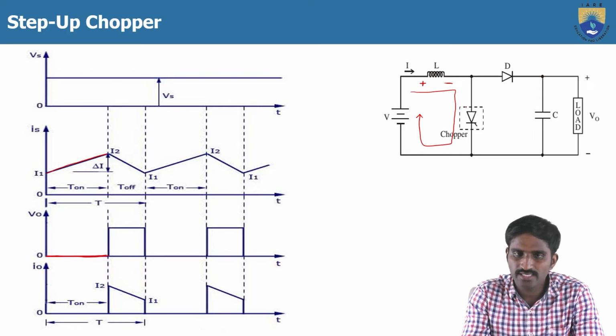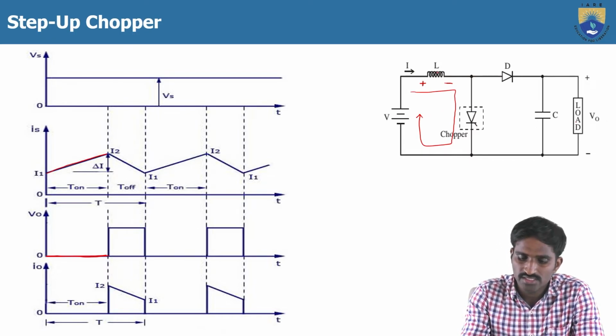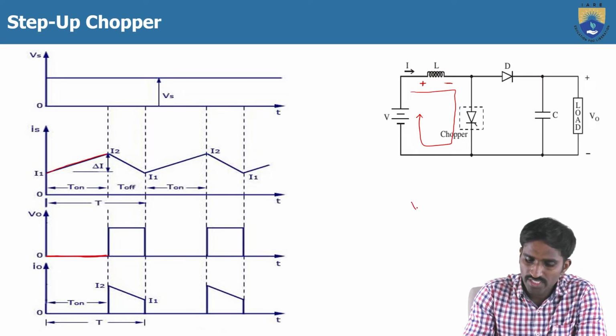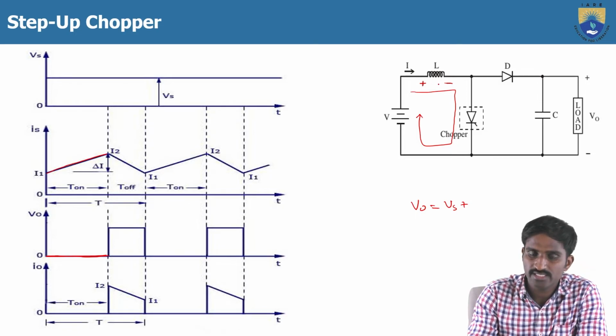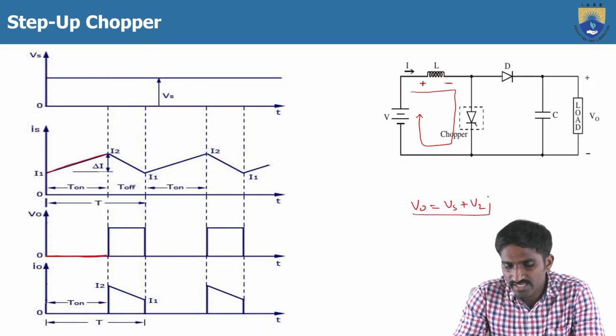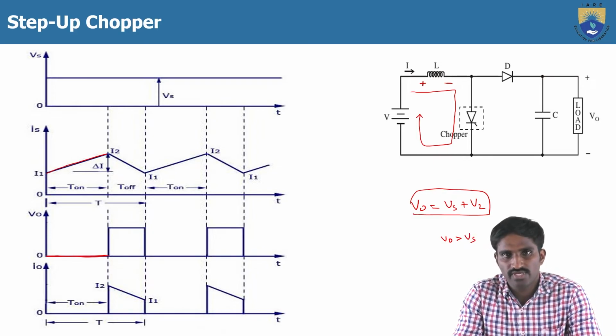right? Then in the second case, we turn off the chopper switch. Then the source is connected across the load, and the inductor, because it has stored energy, will discharge through the diode D and the load. Which means the voltage V0 is equal to Vs plus the voltage across the inductor, that is VL. So that's why V0 is greater than Vs.